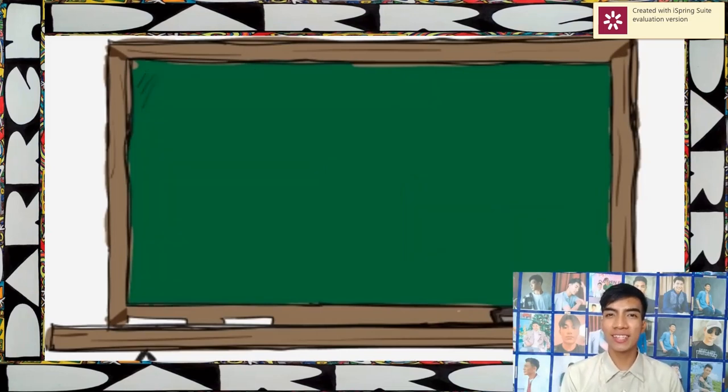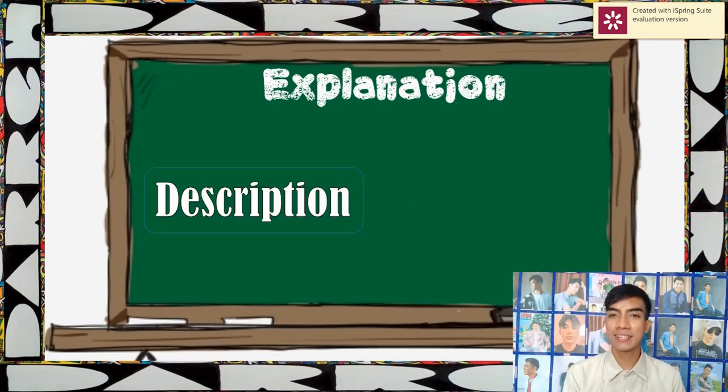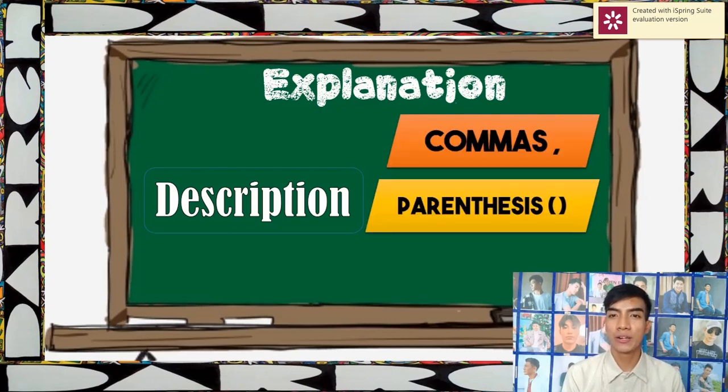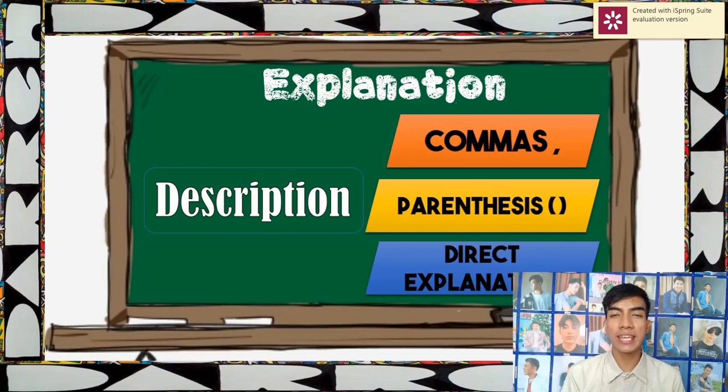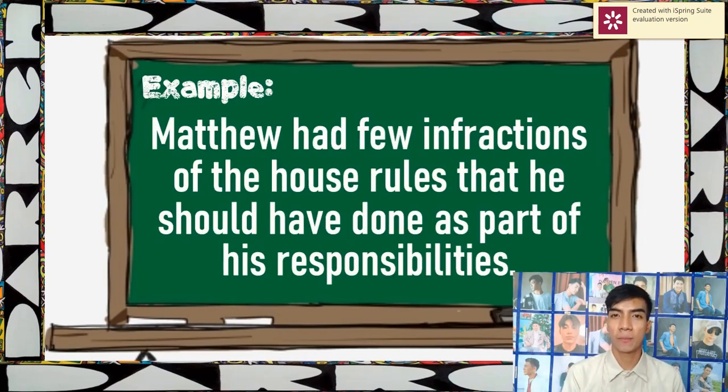Our next context clue type is by explanation. A description is given to understand the meaning of the unfamiliar word. The writer provides explanation of the unfamiliar word through the use of commas, parentheses, or a direct explanation of the word. Let's have this as an example.